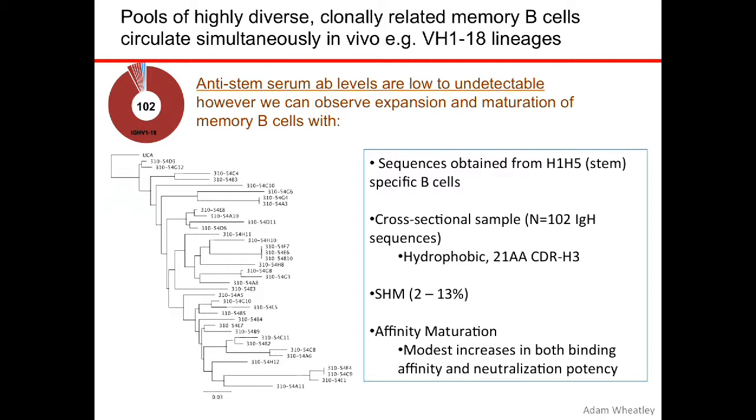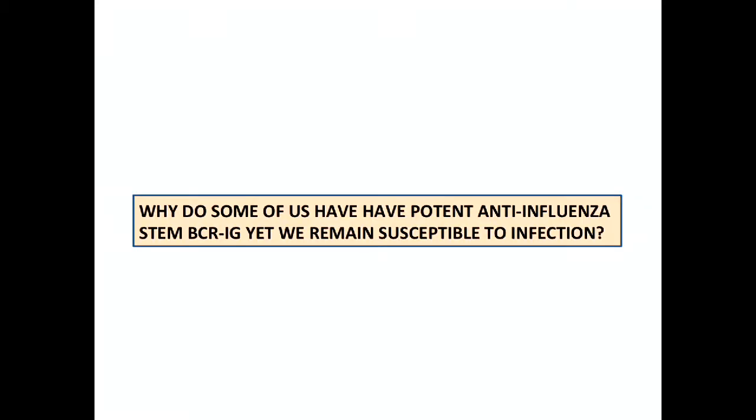So these sequences are obtained from the H1H5 stems, cross-sectional sampling, so we have 102 heavy chains. The CDRH3s are around about 21 amino acids hydrophobic. The somatic hypermutation is anywhere between 2 and 13%. They do undergo affinity maturation, clearly, because it's 13%. But there's only a modest increase in both binding affinity and neutralization potential. So why do some of us have potent anti-influenza stem BCRs, yet we remain susceptible to infection?